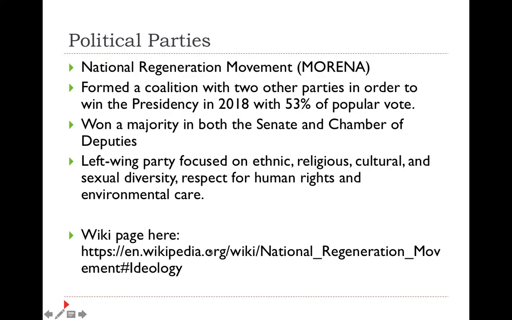The ideology page was extensive, even just here, so I'm going to put the notes up, and if you can go take a look at that and just see what they're about, I think that would be really helpful to you. This is just the gist of what's going on with this new party.